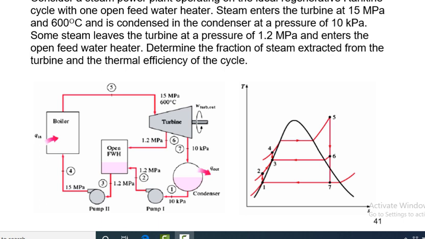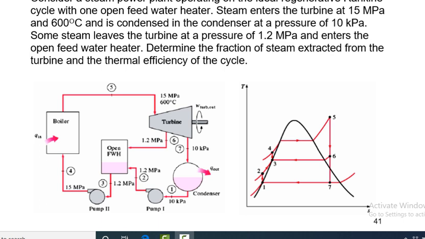Determine the fraction of steam extracted from the turbine. The numerical is asking how to find out how much fraction of steam enters this open feed water heater, and second is the thermal efficiency of the cycle. That means you have to find out the thermal efficiency of the cycle.